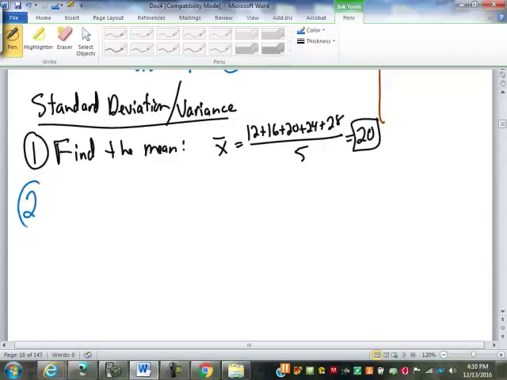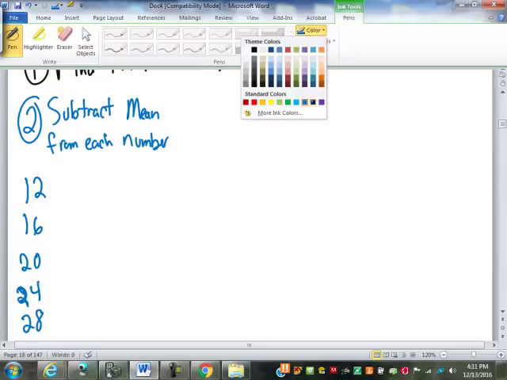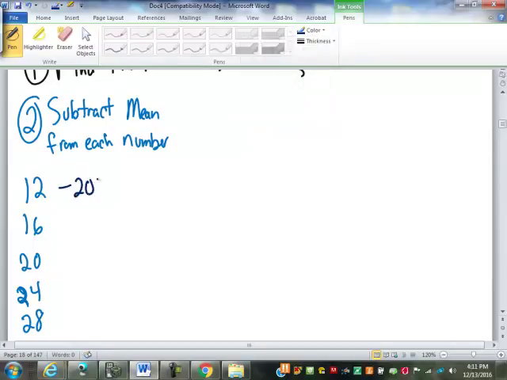Step 2 is to subtract that mean from each number. So we have 12, 16, 20, 24, 28. We are going to subtract the mean, which is 20, from each.